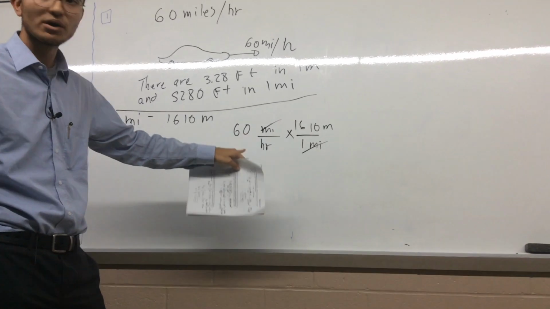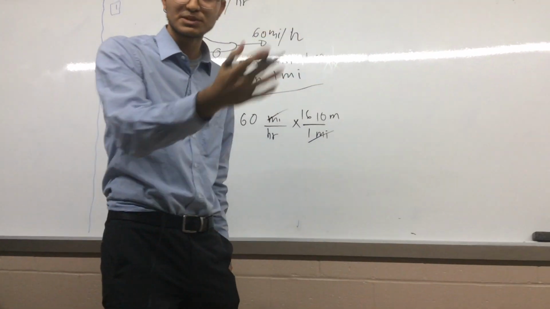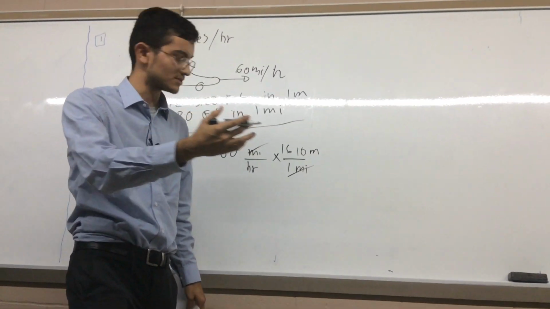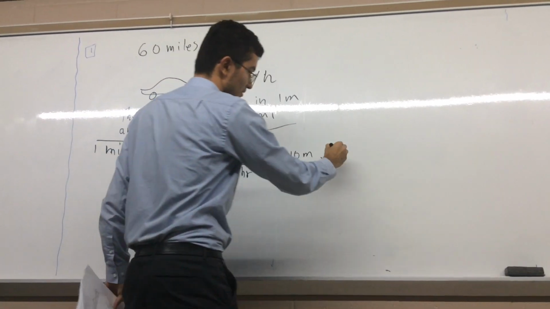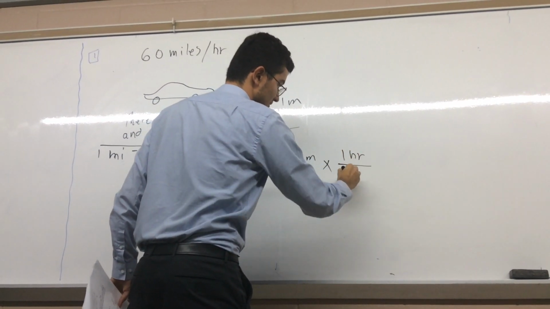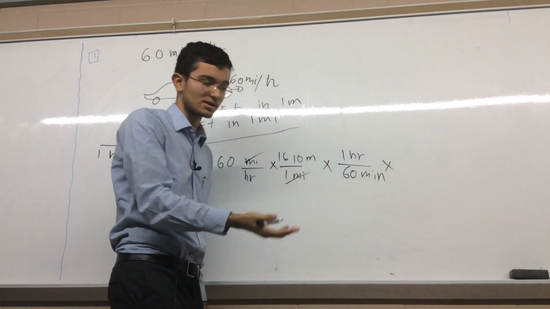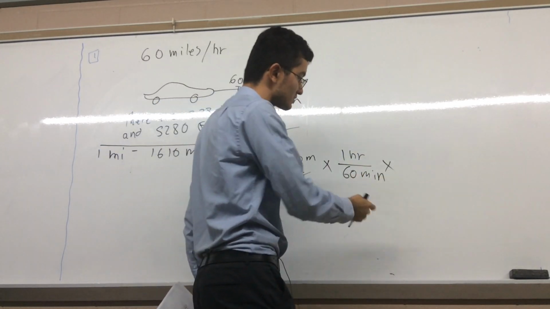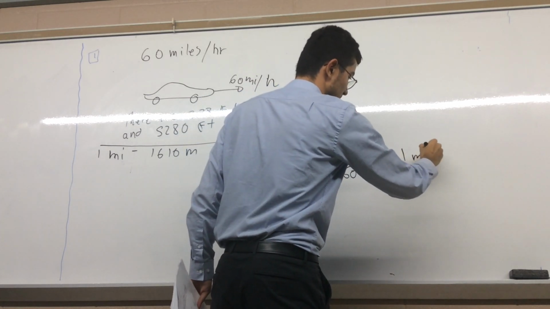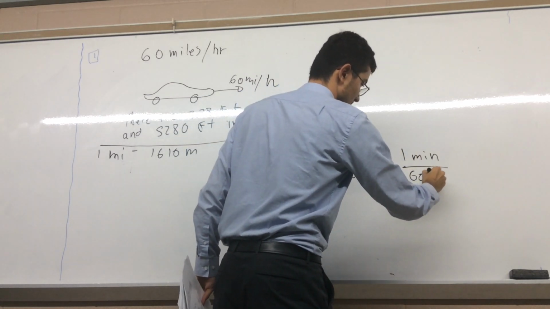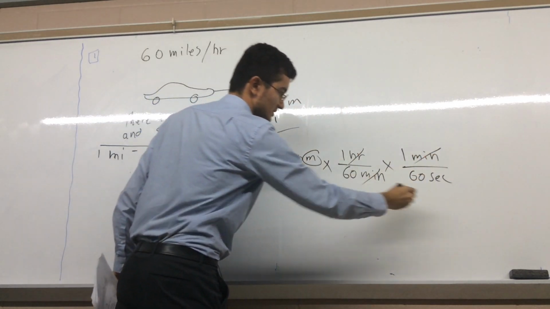Now we have to get rid of the hours. We know that in 1 hour there are 60 minutes, so we're going to go from hours to minutes, and from minutes to seconds. We put it on top so that we cancel out the hour: 1 hour per 60 minutes. And there are 60 seconds in 1 minute, so we cancel out the minutes with 1 minute over 60 seconds. See, these units cancel out, and we're left with meters per second.